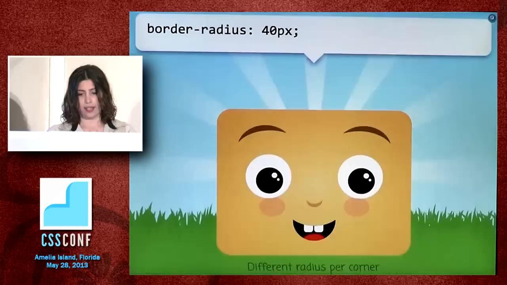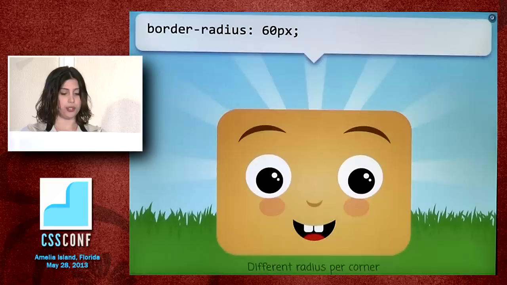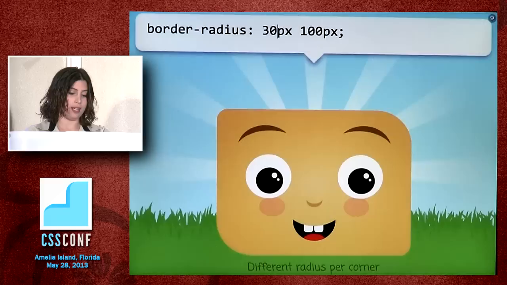So one thing is that you can have different radius per corner. I'm sure most of you have seen that before. So you can have 1, 2, 3, or 4 lengths. If you have 1, it controls the radius for all corners. If you have 2, the first one controls the radius of the top left and bottom right corner, and the second one controls the radius of the top right and bottom left corner, like this.